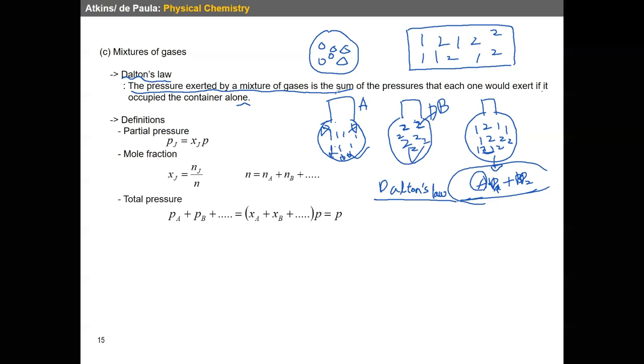So this is really simple. You just add these two values to get the total pressure. That's why this actually only applies to perfect gases.